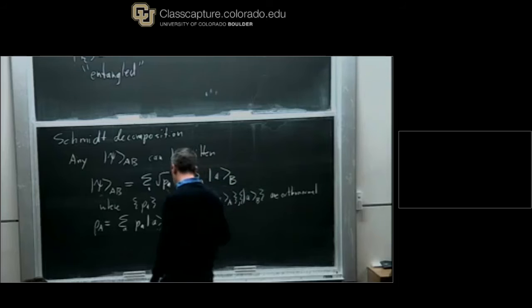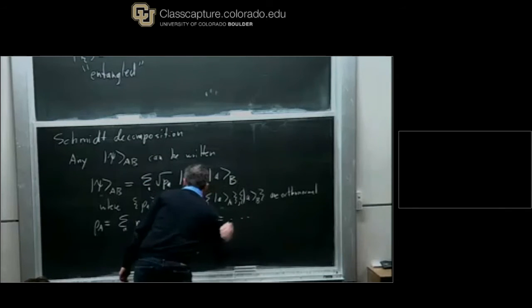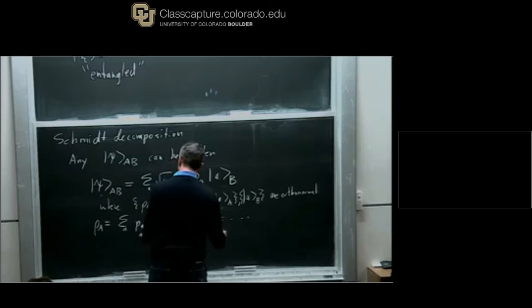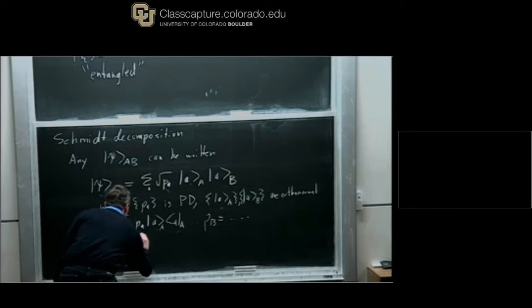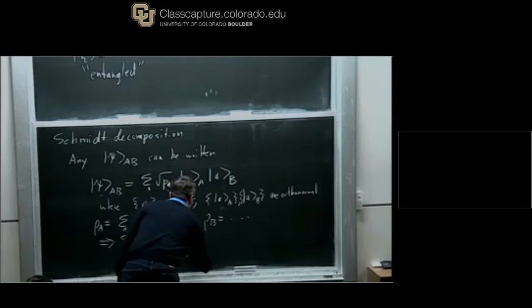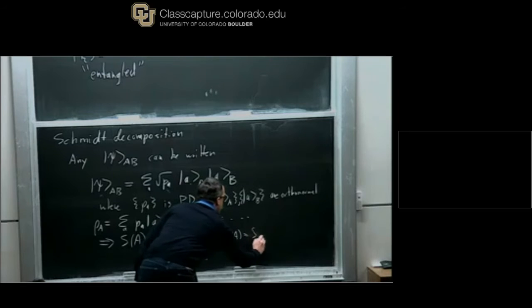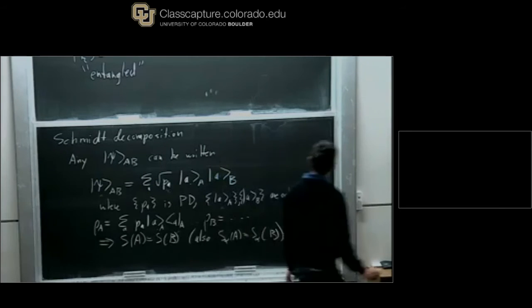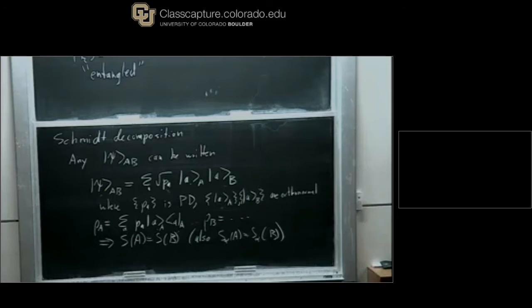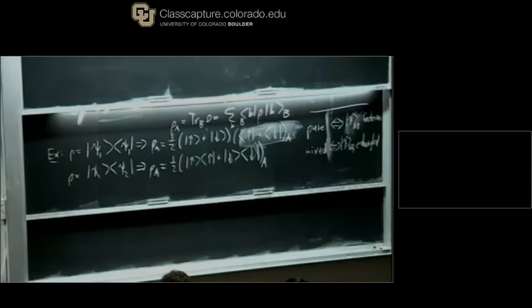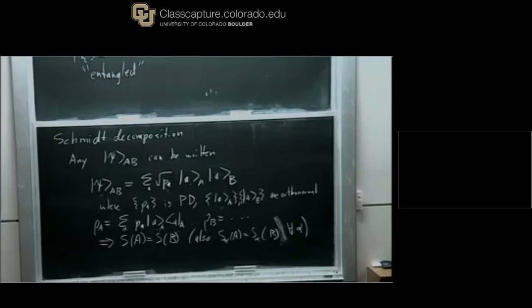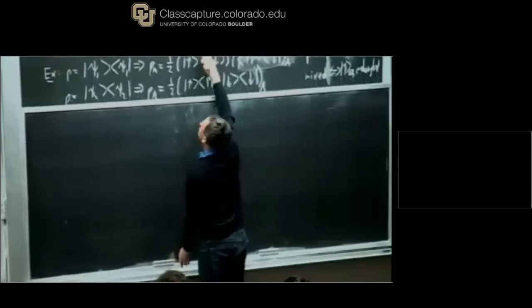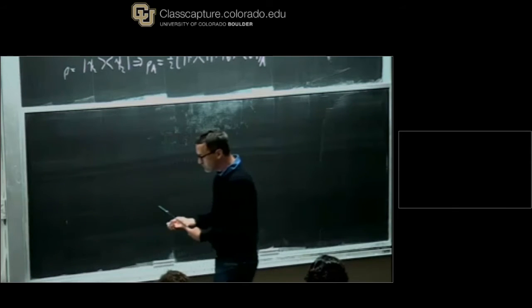So this implies something useful. So rho B equals the same, in particular with the same p_alpha. So that implies S of A equals S of B, and also S alpha of A equals S alpha of B. So when the full system is in a pure state, the two parts both have the same entropy and the same Rényi entropies for all alpha. Okay, so we got entropy out of entanglement. And now we're going to go the other way.